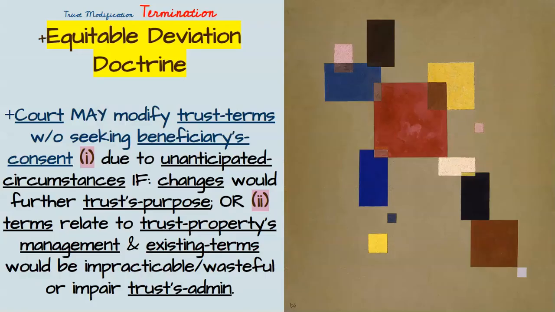Equitable deviation doctrine. Court may modify trust terms without seeking beneficiaries' consent: 1. Due to unanticipated circumstances if changes would further trust purpose, or 2. Terms relate to trust property's management and existing terms would be impracticable, wasteful, or impair trust administration.